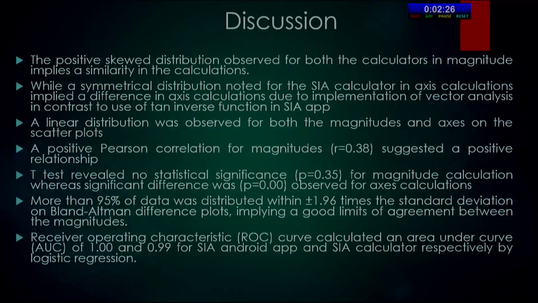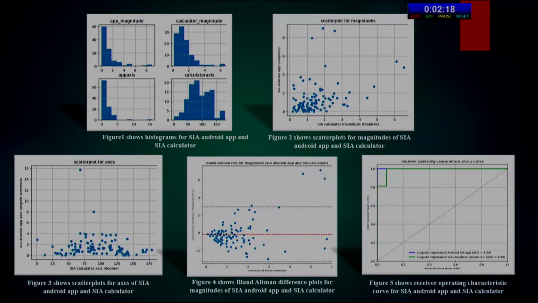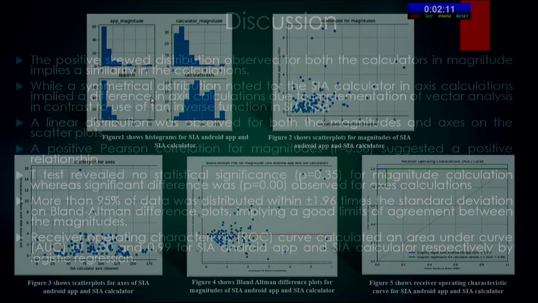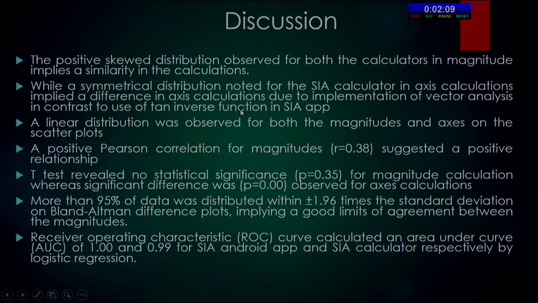Coming to the discussion, a positively skewed distribution was observed for both the calculators in magnitude, which implies a similarity in the calculations. As we can see here, a positively skewed distribution in the magnitudes. For the axis, just a symmetrical distribution was noted, which implied a difference in axis calculations because of the implementation of vector-based analysis in the existing calculator, while we used the tan inverse function in the SIA app.